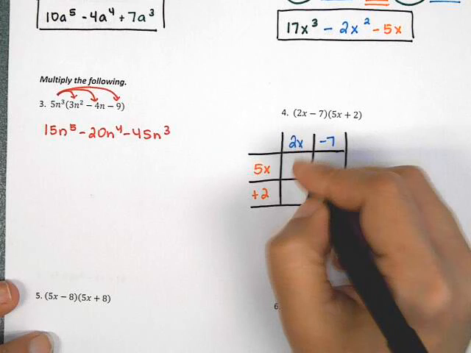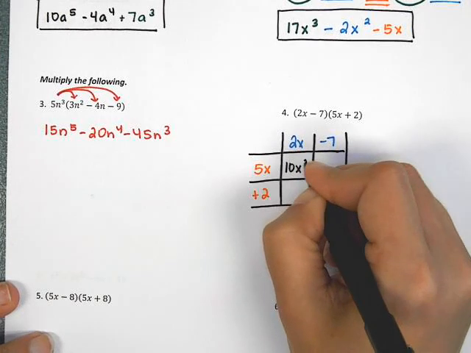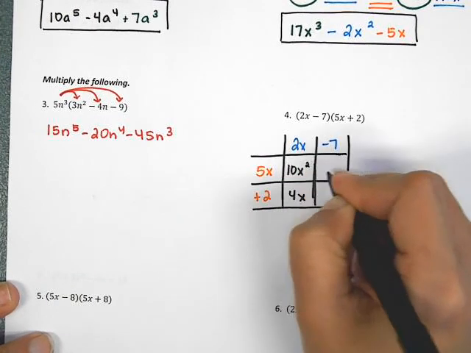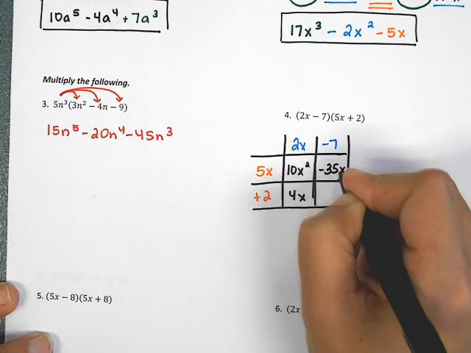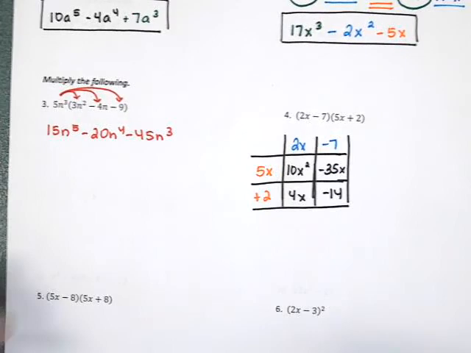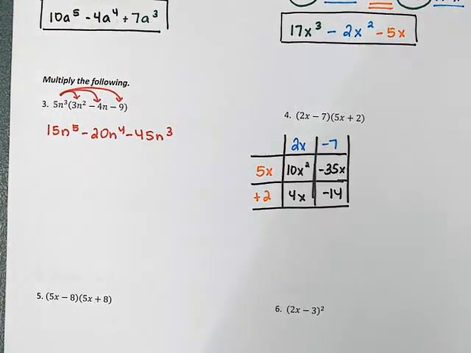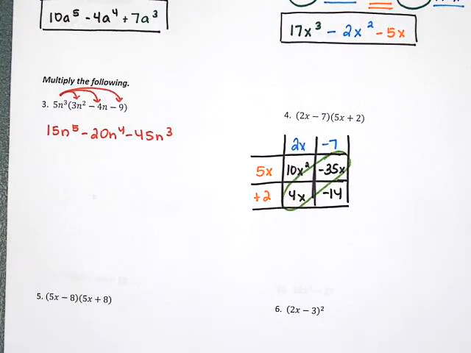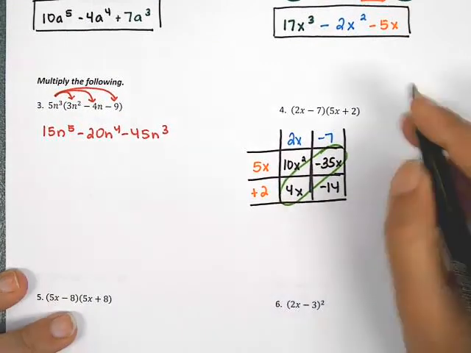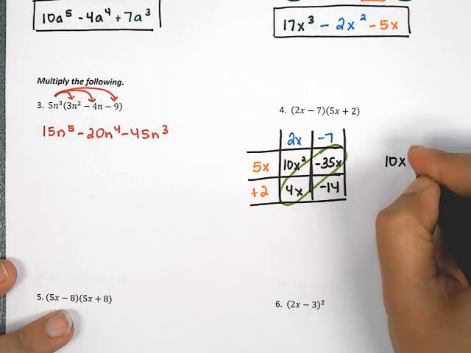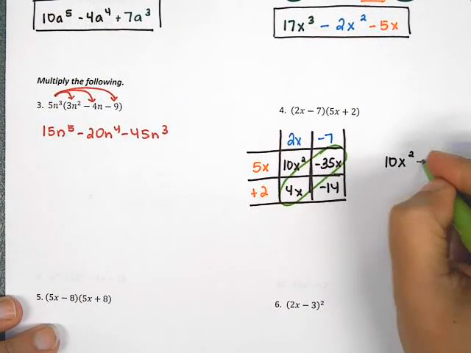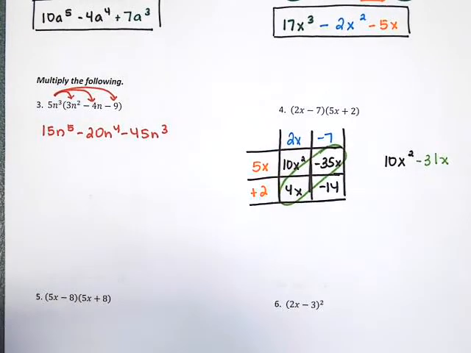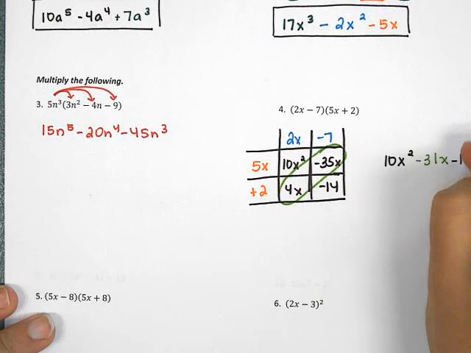So we would have 10x squared and 4x and negative 35x and minus 14. Then we're going to look inside of those boxes for some like terms. So the like terms here would be 4x and negative 35x, which means my final answer would be 10x squared minus 31x minus 14.